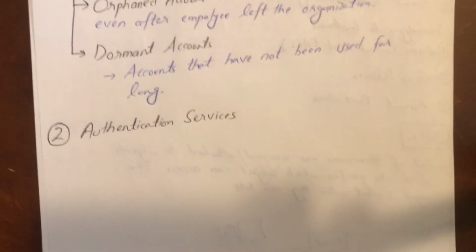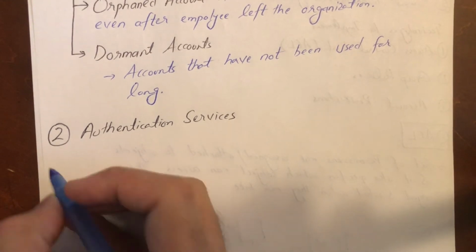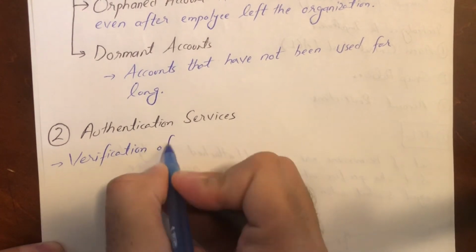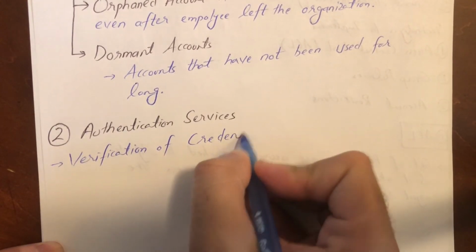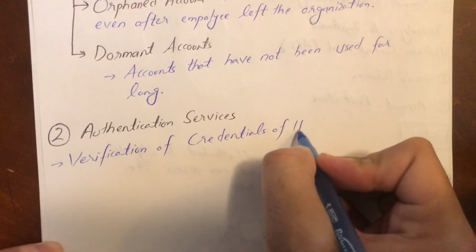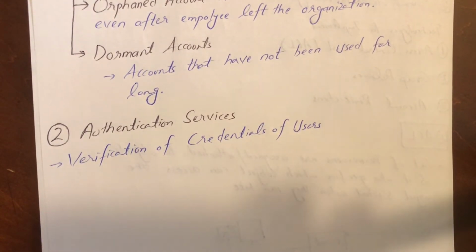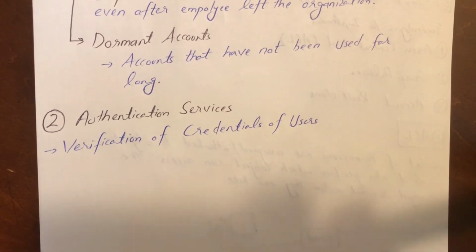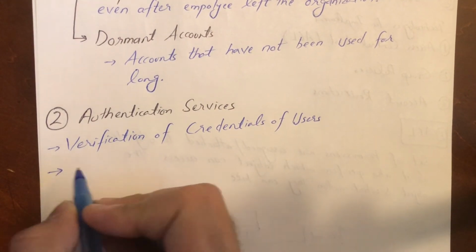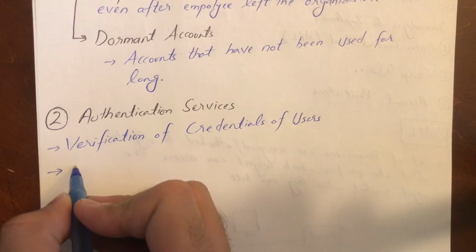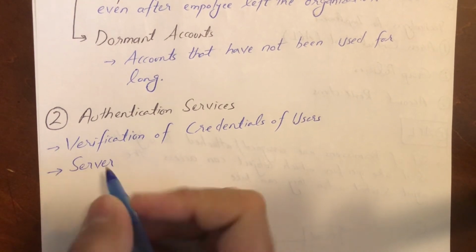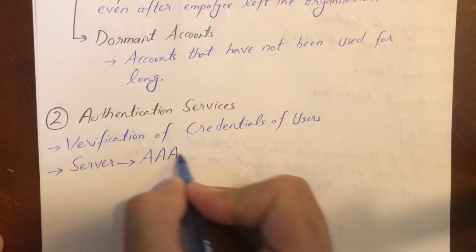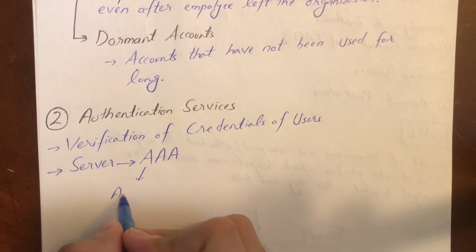So as we already discussed a lot about authentication services, authentication is basically verification of credentials of user. Not the user, we just verify the credentials and then give them access or block their access to the systems. So verification of credential is called authentication services. And usually most of the service providers use a specific server to provide authentication plus access control, and that server is called AAA server, where the first A is for authentication.